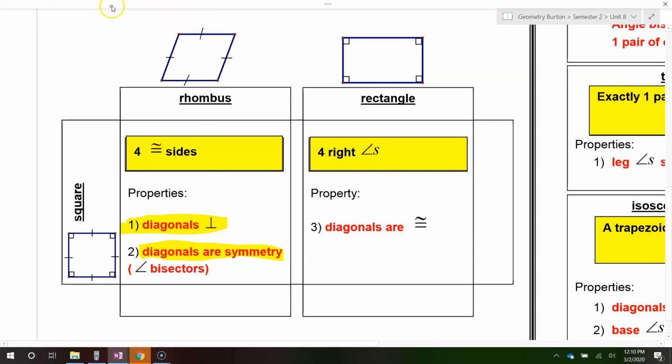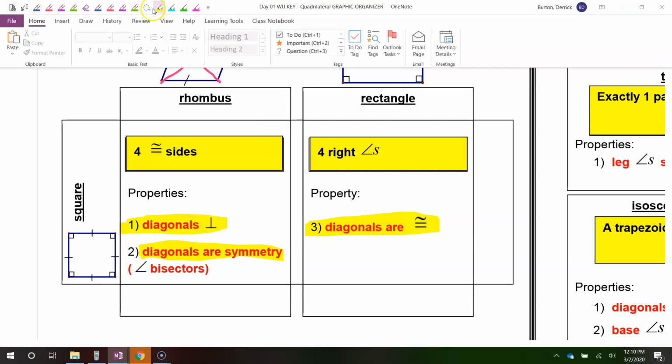So look, I keep saying the word diagonal. So this is a diagonal, okay, and this is another diagonal. So they are perpendicular, and they are lines of symmetry. So that means like the two angles are equal on either side. Now, for a rectangle, the diagonals are congruent. All right, so any of these properties that mention diagonals, you need to definitely memorize those.